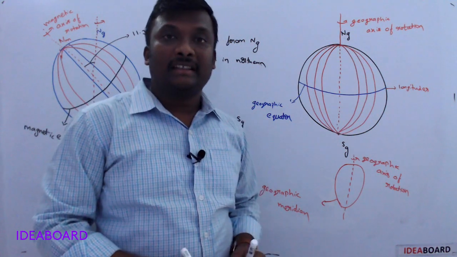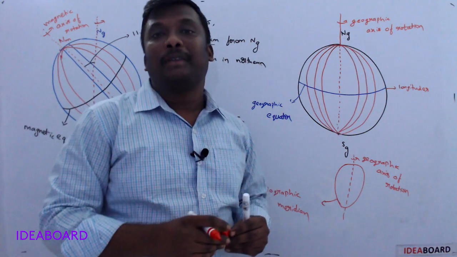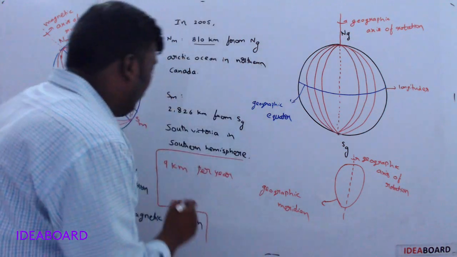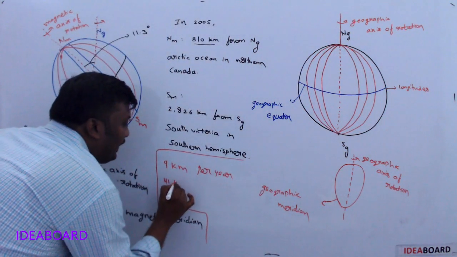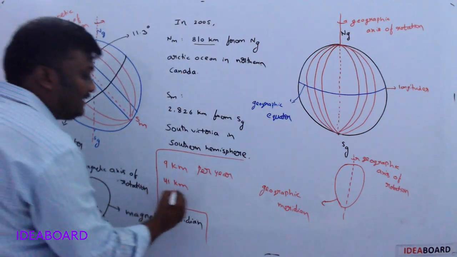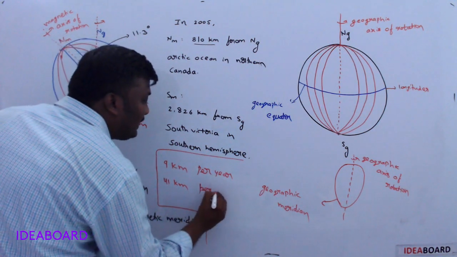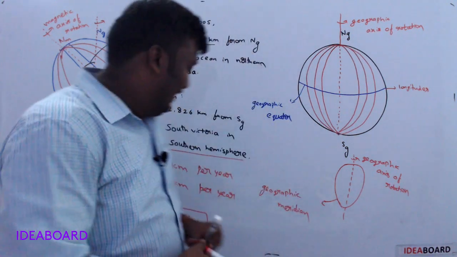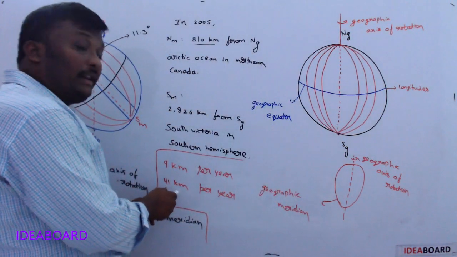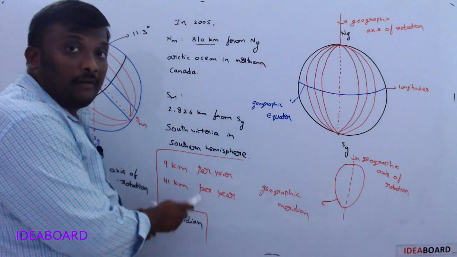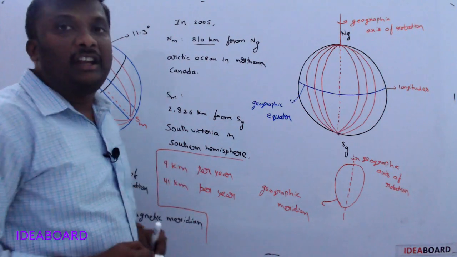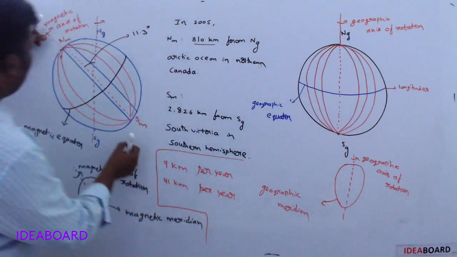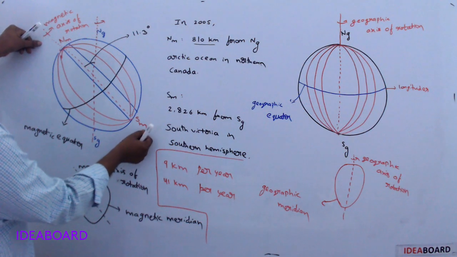But in recent years, due to the very high temperature inside the earth, they have been moved a distance of 41 kilometers per year. Do you understand? In recent years, 41 kilometers, previously 9 kilometers per year. That means these NM and SM positions are continuously changing.